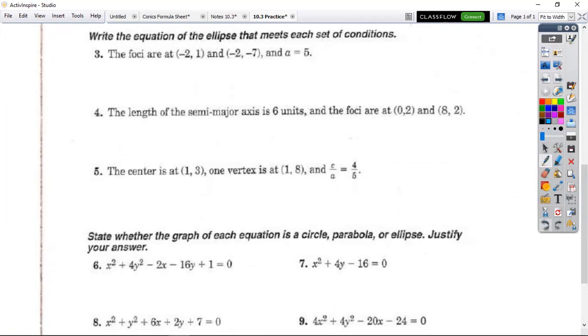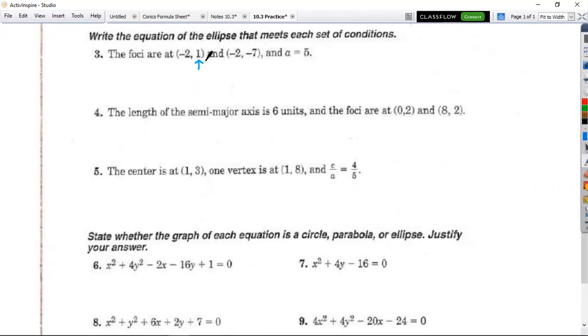So number 3. So this is going to be the equation of an ellipse, and it has to satisfy these conditions. So your foci are located at -2, 1 and -2, 7. The first thing you want to look at is which one of these values changed. And obviously the y's are different. So that means that you did something to the y. And when you do something to the y, this indicates that we have a vertical major axis. So this is our vertical major, because the y's have changed and had something added to them.